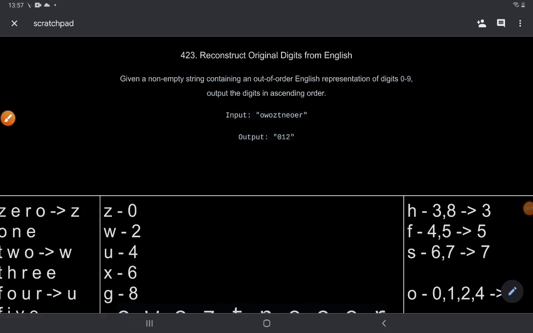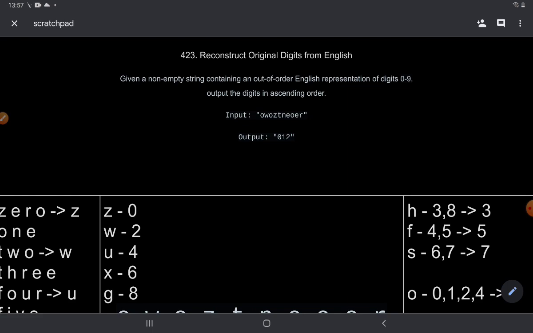So let's take a look at programming problem number 423 on LeetCode, which is reconstruct original digits from English. So the problem goes as follows. We are provided with a non-empty string containing an out of order English representation of digits 0 to 9. So 0 to 9 digits have a spelling and the characters in their spelling are jumbled up.